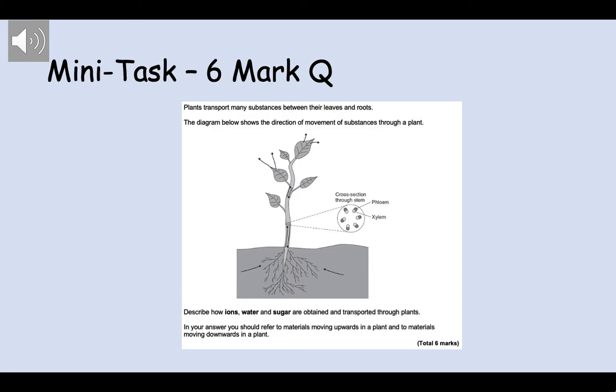So if you don't want to write the full answer for this, I would at least encourage you to make some notes of how you would answer this. Because although this is a 6-mark question, this is one of the examples of a 6-mark question that you could actually break down into two 3-mark questions. So split it in half. I want 3 marks on how ions and water are transported through a plant, and then 3 marks on how sugars are transported through a plant. If you think of it that way, it might be a little bit less daunting than thinking of this as a 6-mark question. Two paragraphs, one on water and ions, one on sugars.